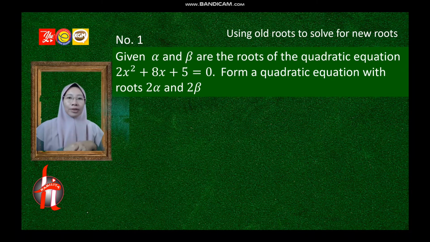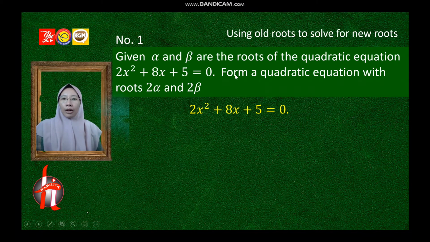Okay, let's see example number 1. Given alpha and beta are the roots of 2x squared plus 8x plus 5 equals to 0. We are required to form a quadratic equation with roots of 2 alpha and 2 beta. So now, before we can identify the sum of roots and product of roots here, we have to make sure that the coefficient of x squared is 1. So we divide every term with 2, we get x squared plus 4x plus 5 over 2 equals to 0.